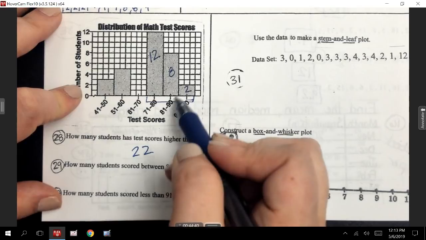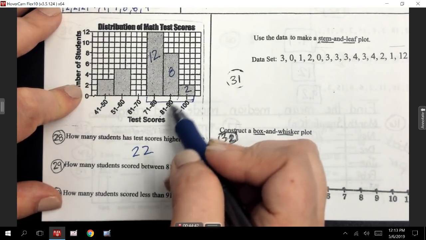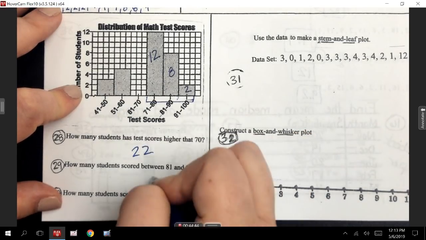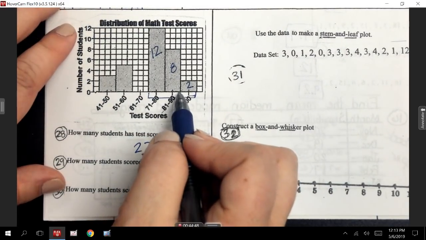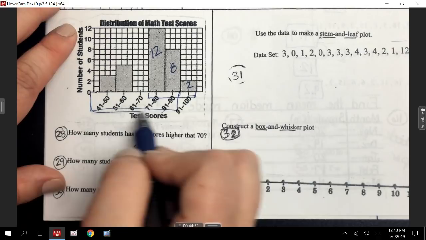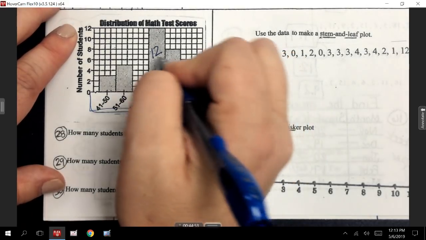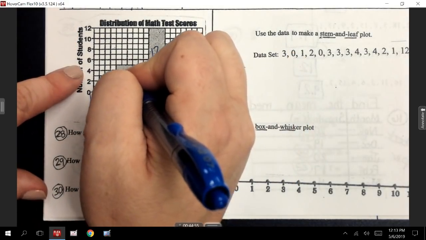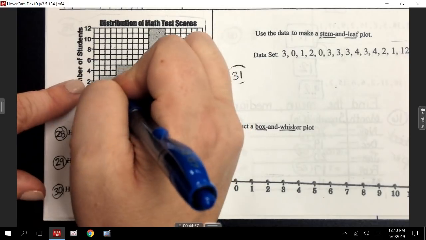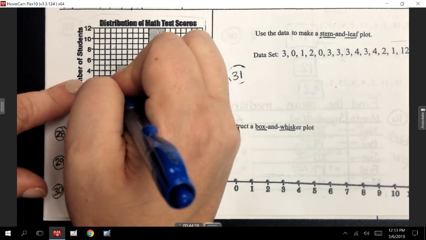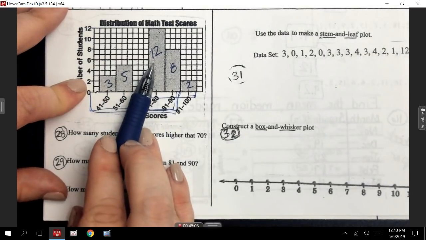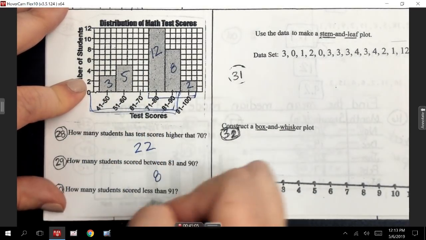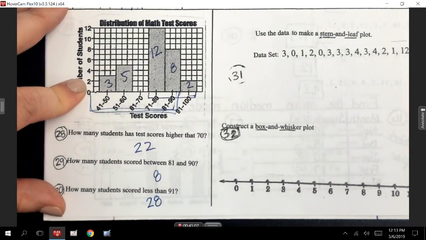How many scored between 81 and 90? So that's just talking about between 81 and 90. How many students is that? Just 8. It's just talking about that one bar. How many students scored less than 91? So now I'm talking about all of these that were smaller than 91. So I have my 8 and my 12. This looks like 5 and 3. So 8 and 12 is 20, and then 5 and 3 would give me 28.